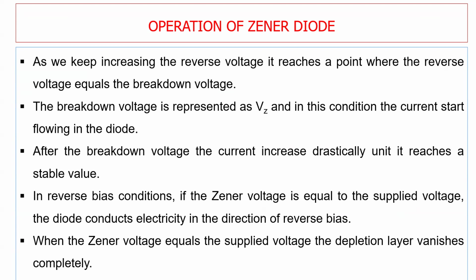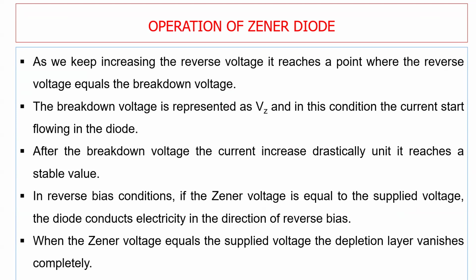After the breakdown voltage, the current increases drastically and reaches a stable value. So in reverse bias condition, if the supplied voltage equals the Zener voltage, the diode conducts electricity in the reverse bias direction. Normally in a PN junction diode, the reverse current is zero, until it breaks down due to avalanche breakdown.